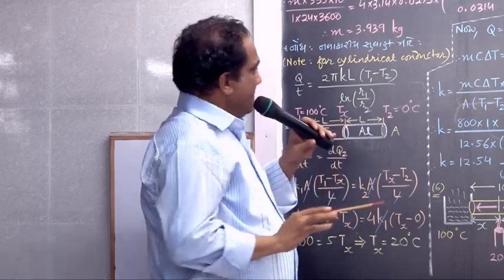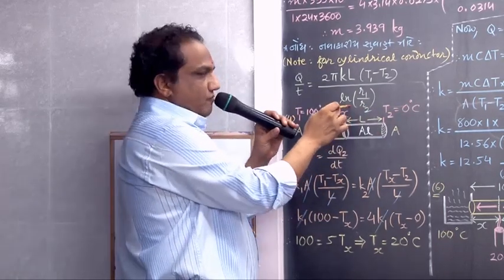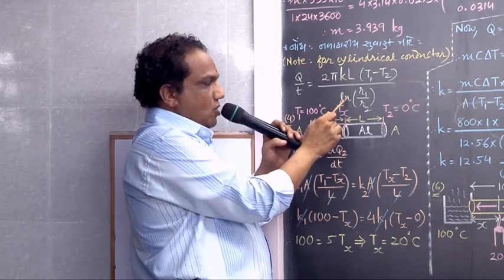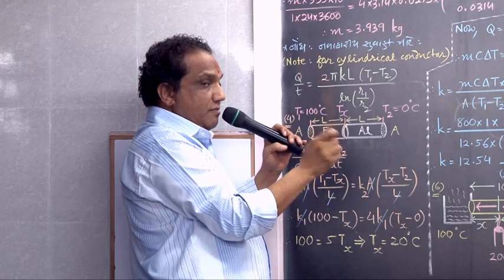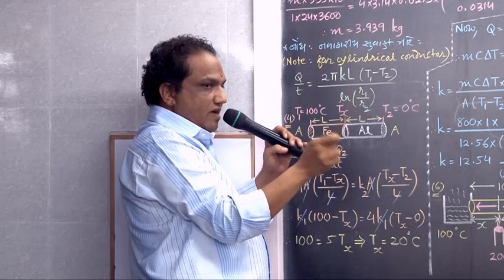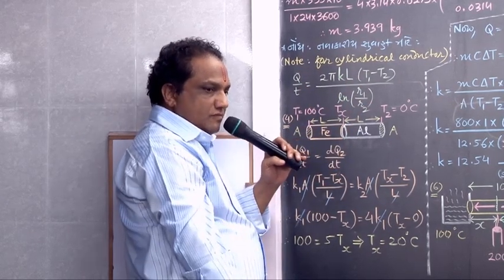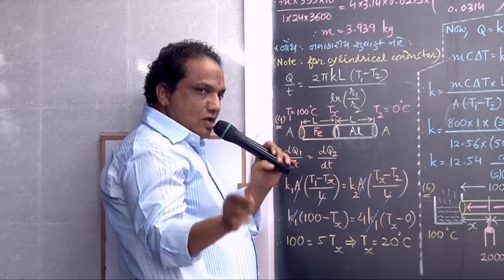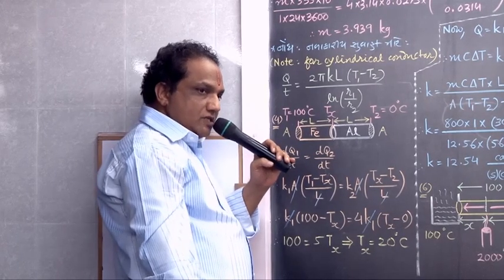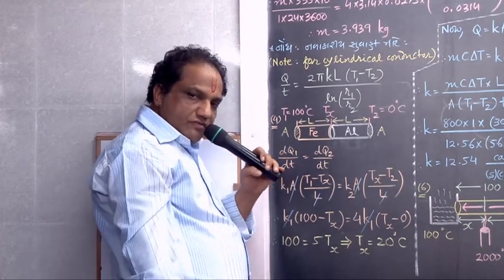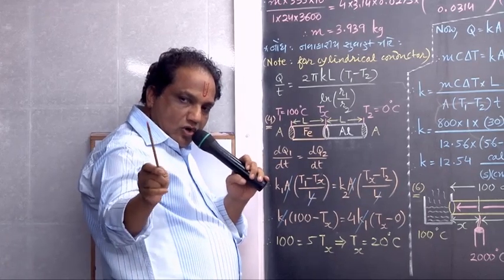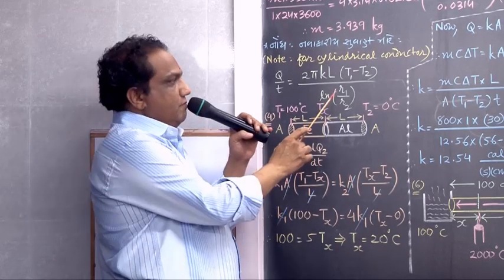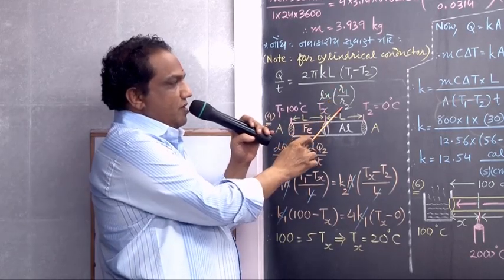Now look. What have they written in the denominator on the right hand side? Ln, which means natural log: natural log of R1 minus natural log of R2. Now remember one rule of logarithm: log A minus log B is log of A upon B. Similarly, log R1 minus log R2 is log of R1 upon R2.